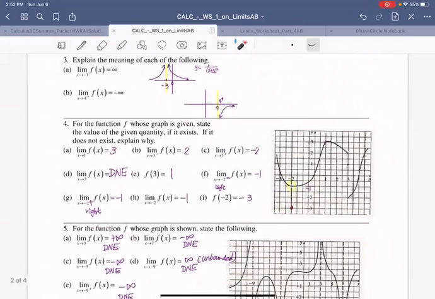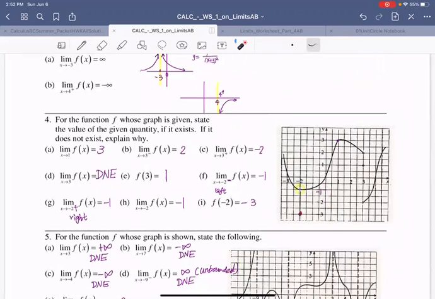Now let's take a look at question 4. This is a given function graph, a piecewise function, and they ask you the limits at x equals 1. So x equals 1, y equals 3. Easy, this is an easy one.